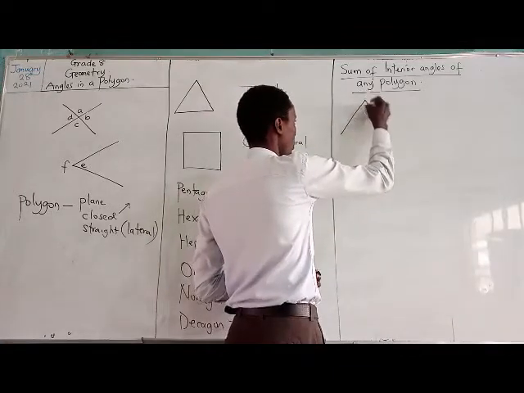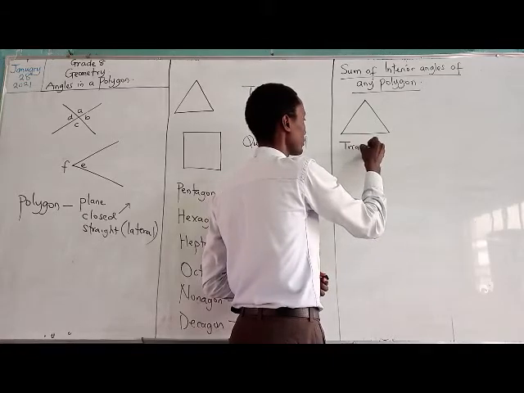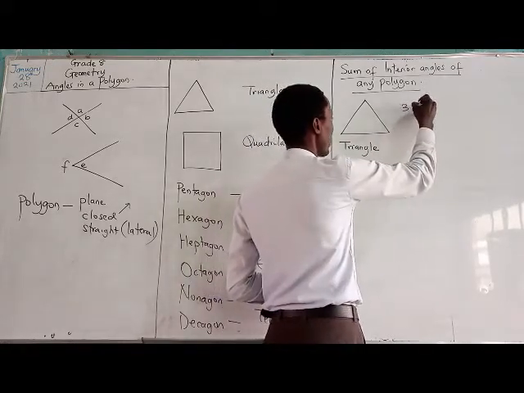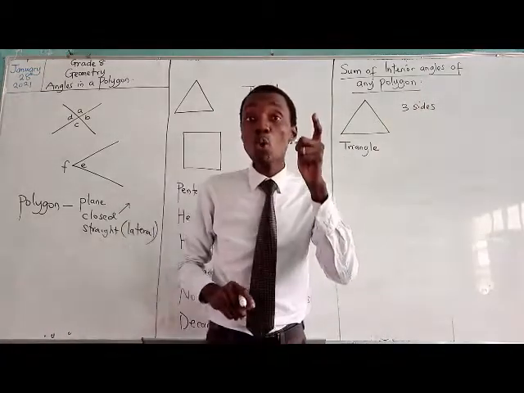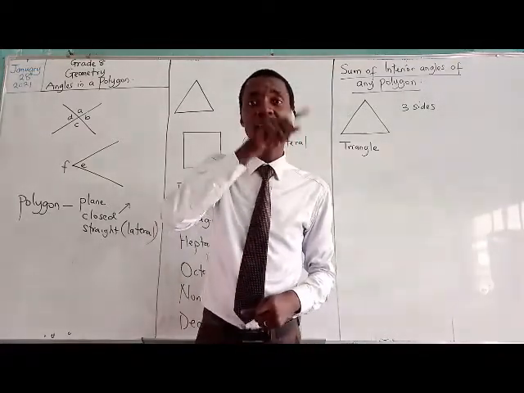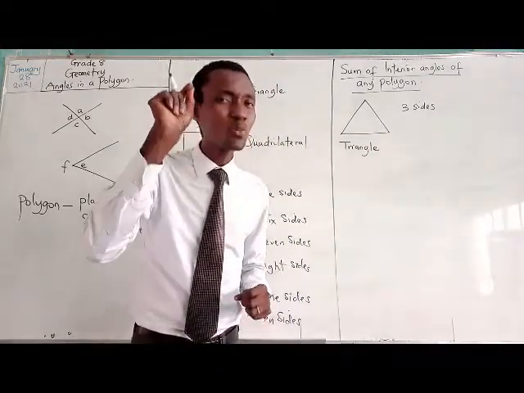So let's look at something. We're going to be drawing a lot now. This is what the triangle looks like. How many sides? 3 sides. Now, you have been told before now that the sum of the angles of a triangle is what? 180 degrees. You must look at that.